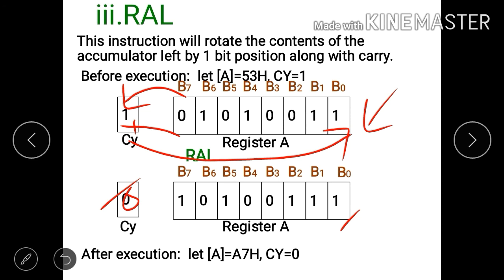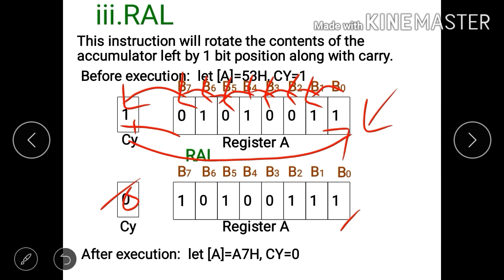After that, the bit B0 is placed in B1. B1 is placed into B2. The bit B2 is placed into B3. B3 is placed into B4, and B4 is placed into B5. B5 is placed into B6, and B6 is placed into B7.